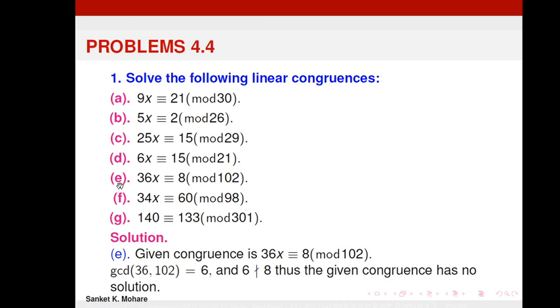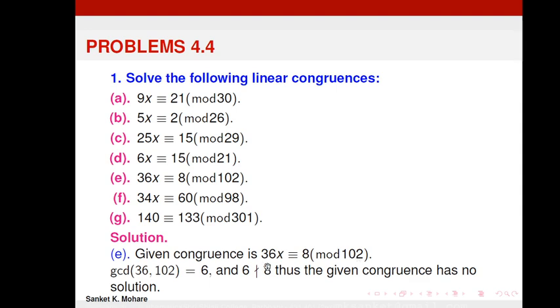First we choose this one, we solve this one. So given congruence is 36x congruent to 8 modulo 102. First we find GCD of a comma n, comparing this equation with ax is congruent to b modulo n. So value of a is 36, value of b is 8, value of n is 102.